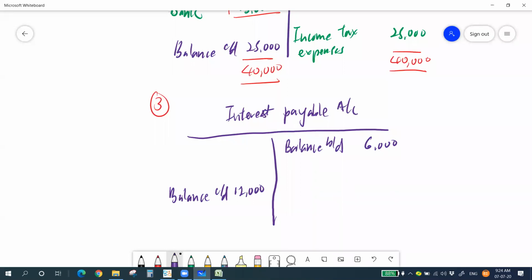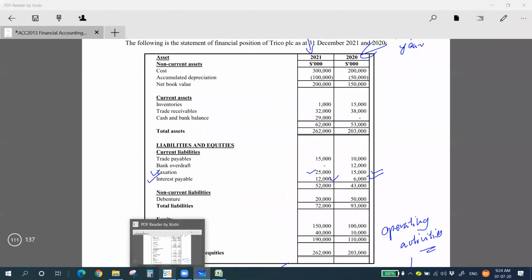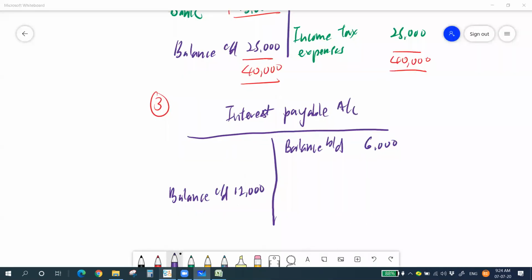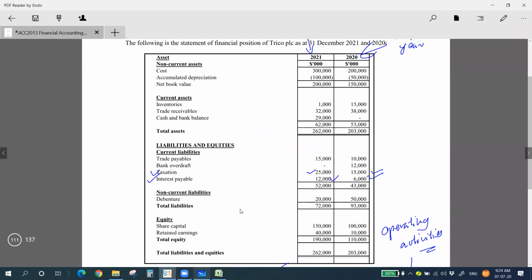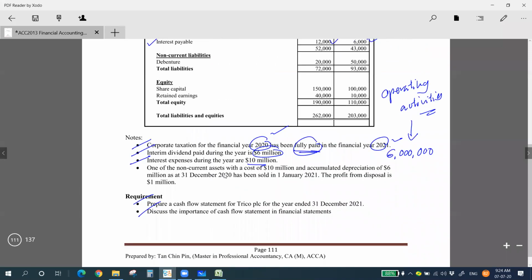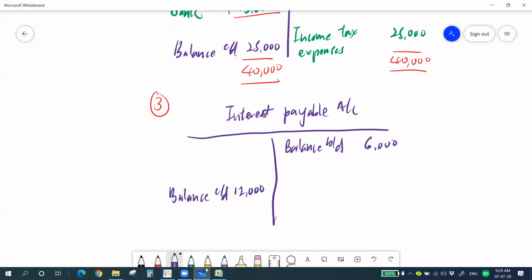Next, from the additional information, it said that interest expenses during the year is 10 million. So can you tell me, this 10 million, do I have to record it in the debit or credit?